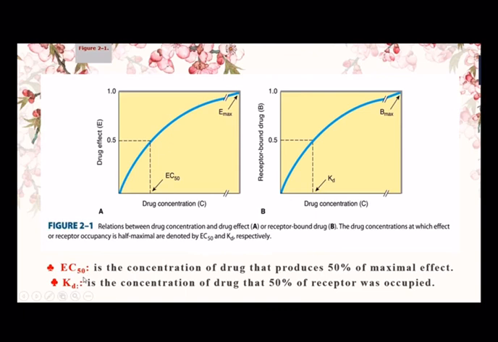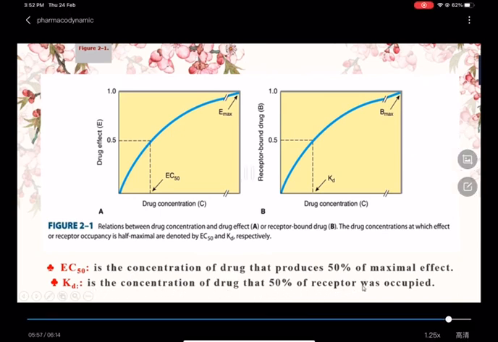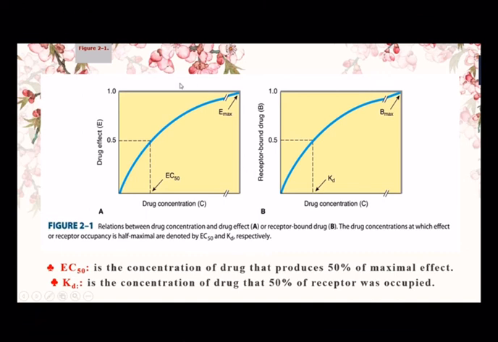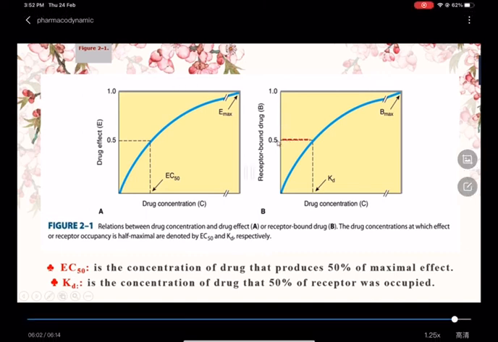Okay. Kd. Kd is the concentration of drug at which 50% of the receptors are occupied. That concentration, we call it Kd. In fact, EC50 equals Kd.